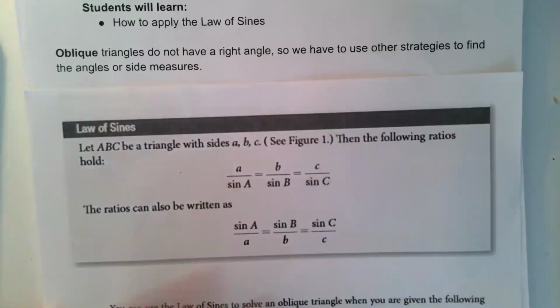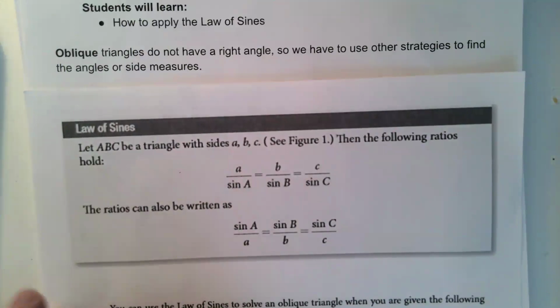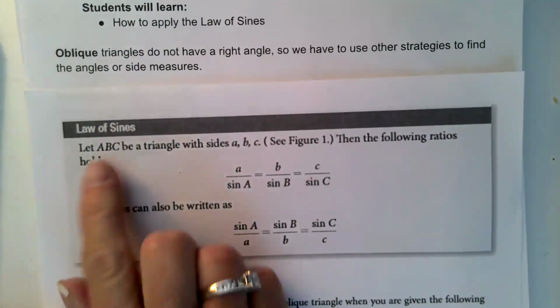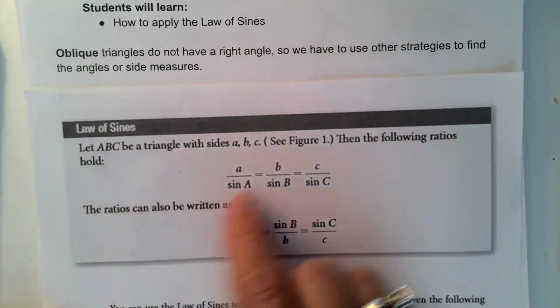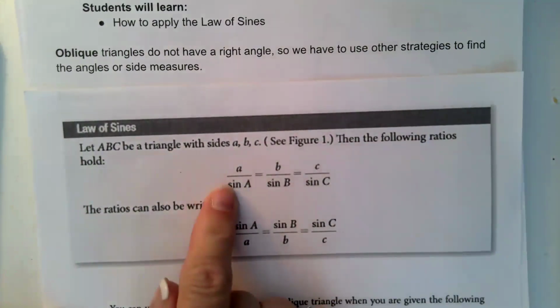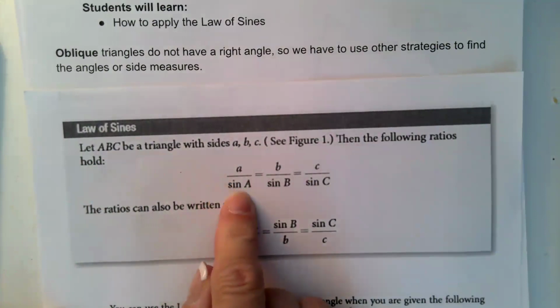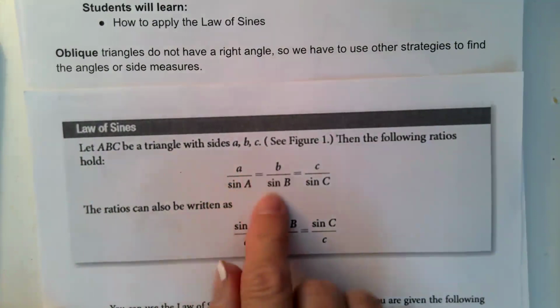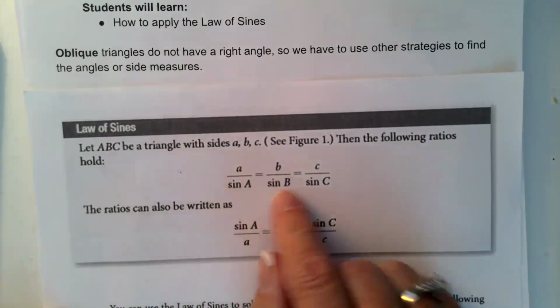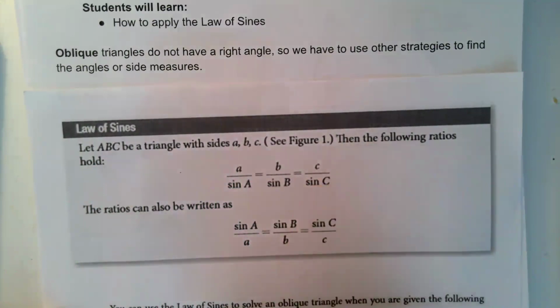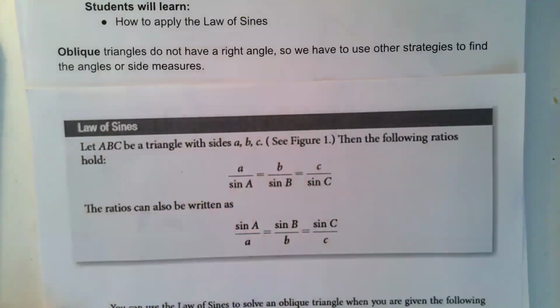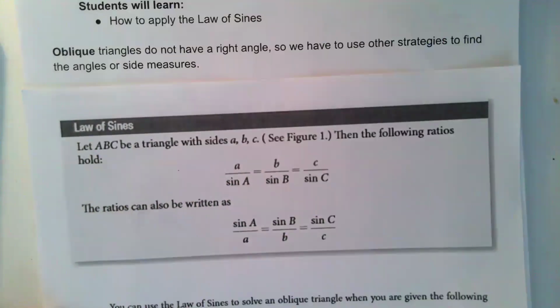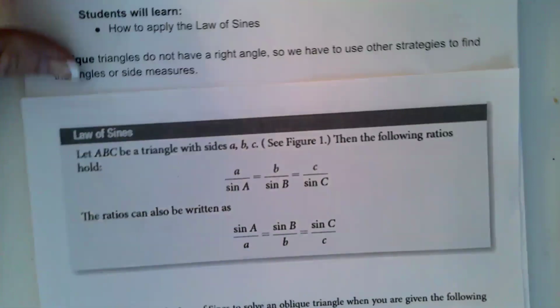So the law of sines says that if we have a triangle that does not have a right angle, triangles A, B, and C, then the following ratios will hold. Side A is compared to sine of angle A as side B is compared to the sine of angle B as side C is compared to the sine of angle C. We can also write them as the reciprocals as well. So depending on what you have, it may be more useful to write them one way or the other.